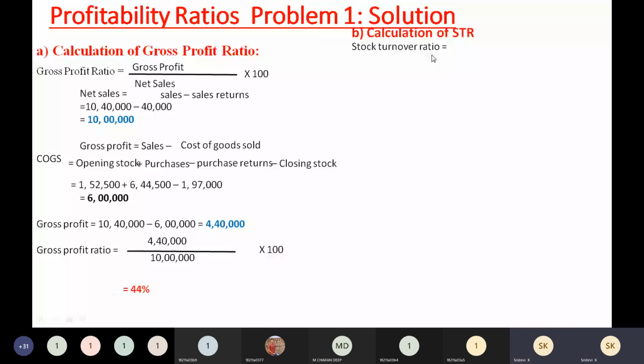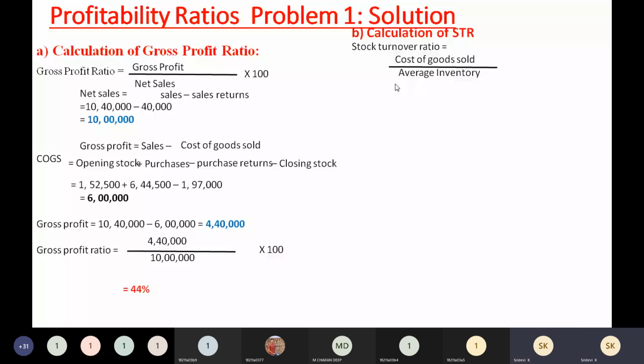You have already done this in the previous class. Cost of goods sold divided by average inventory. Okay, do you remember that? So already we have calculated the cost of goods sold, 6 lakhs we got, and we need to find out what is the average inventory.